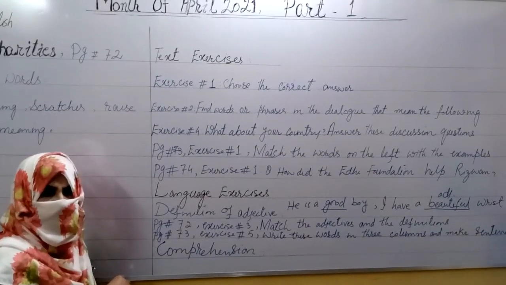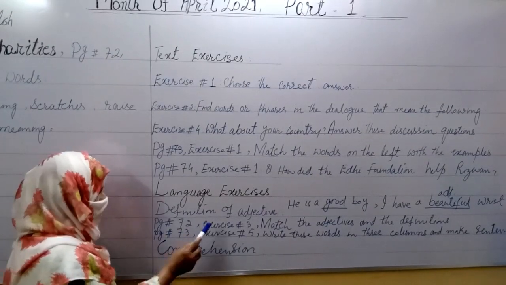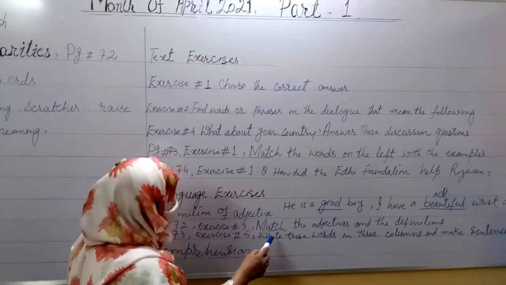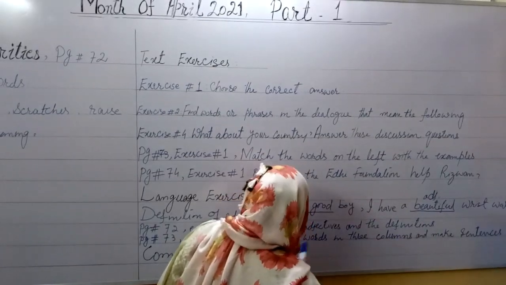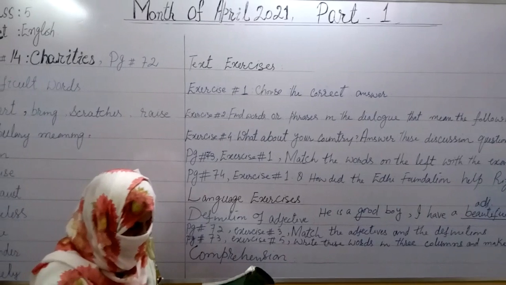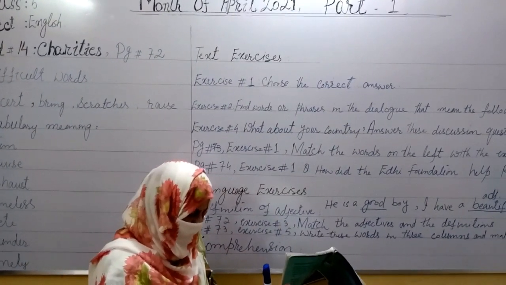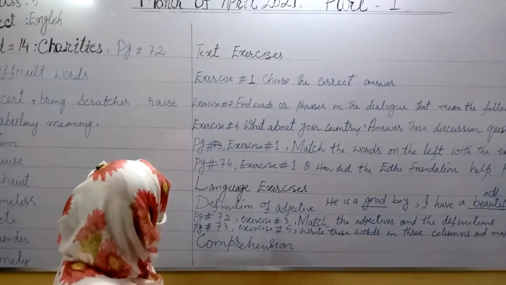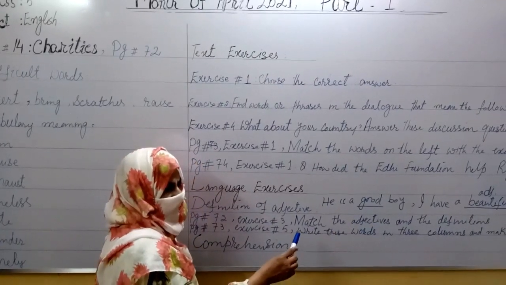Next exercise from page number 73. Exercise number 5. The question is, write these words in 3 columns and make sentences. Beta, in this exercise, there are different words like acceptable, careful, graceful, hopeful, manageable, and so on. So you have to write these words in 3 columns.